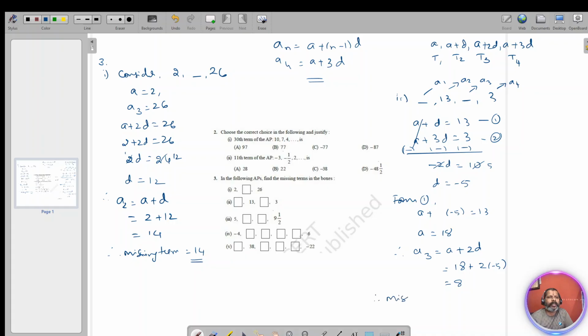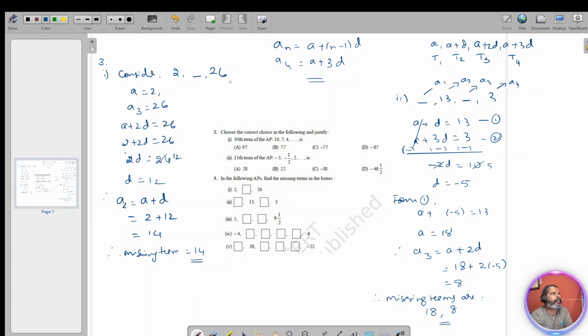So the missing terms you just conclude. Missing terms are the first term and the third term. What are the terms? 18 and 8. Okay. You just conclude 18 and 8. Clear? 18 and 8. Very simple. You put the an formula in the term whichever is required and solve. You may get it quickly or you may get two variable equations. Solve for a and d accordingly.